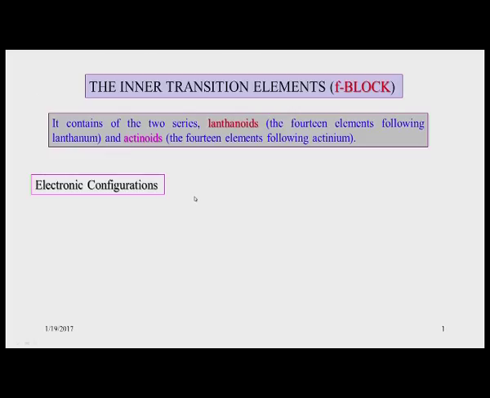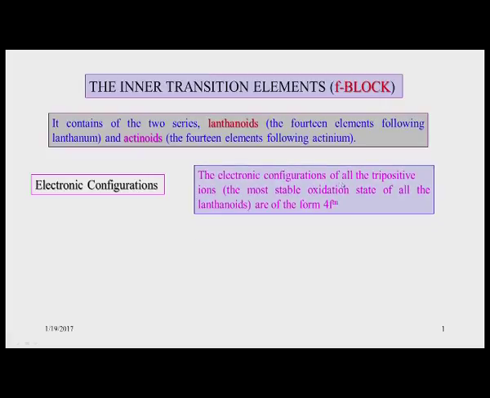This electronic configuration is very useful to know, and the different oxidation states, particularly the most stable oxidation state, are important to know. Mostly they are all tripositive ions. Tripositive ions are not common for the d block transition elements, because in d block elements we mostly find that the +2 and +3 oxidation states are very prevalent.